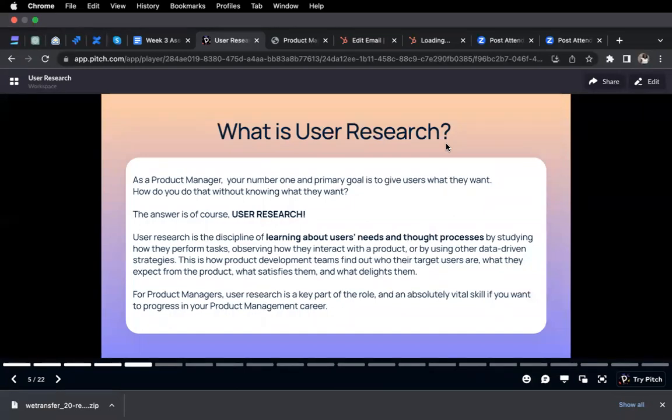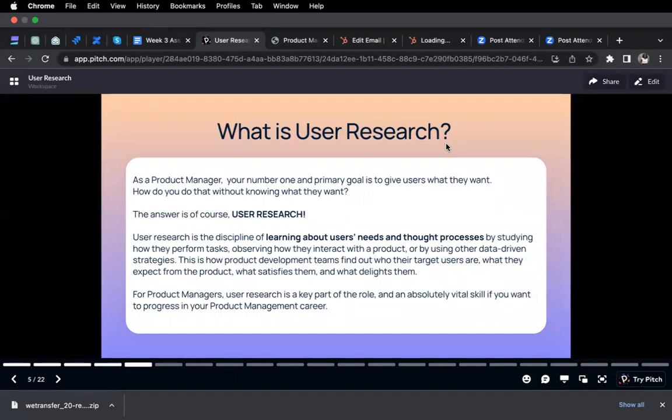Literally, you are living for your users. In fact, you are in a relationship with your users. Not romantic, but you are in a relationship with your users. For product managers, user research is a key part of your role and an absolutely vital skill if you want to progress in your product management career. Please, if you are with me, just let me see your yes, yes, yes in the chat box. I want to ensure that I drive this home as much as I can.